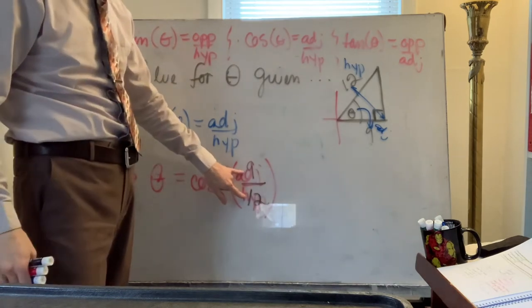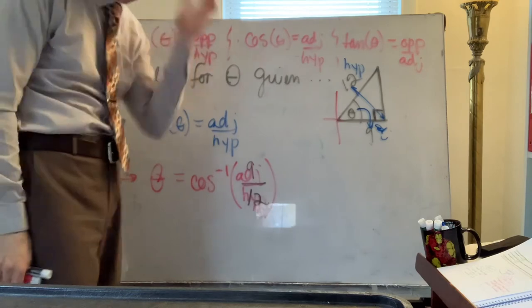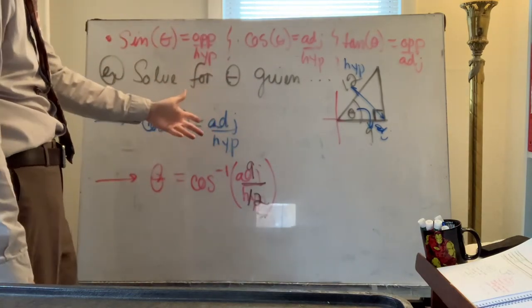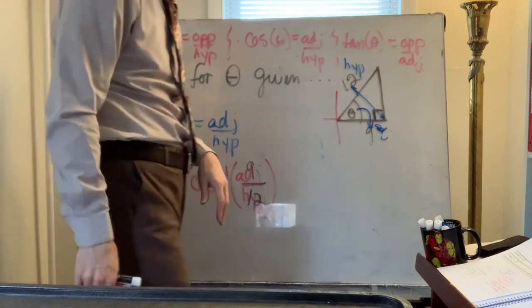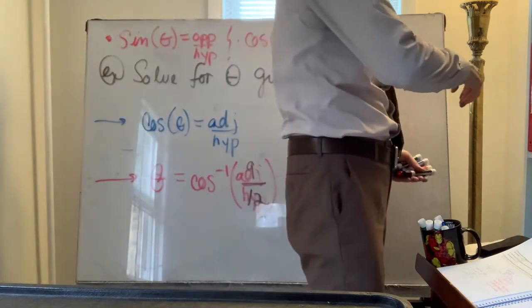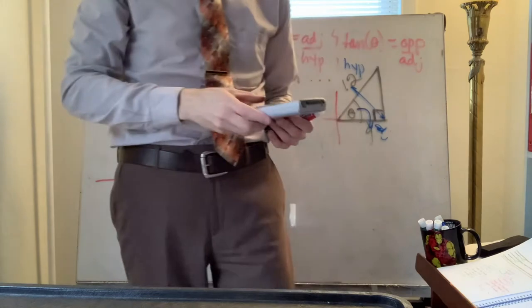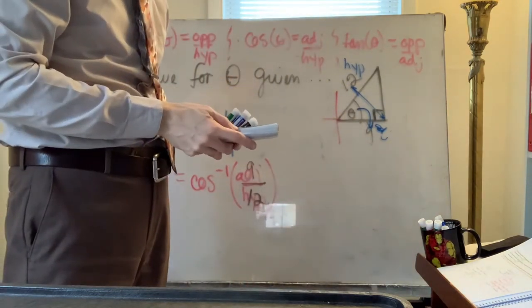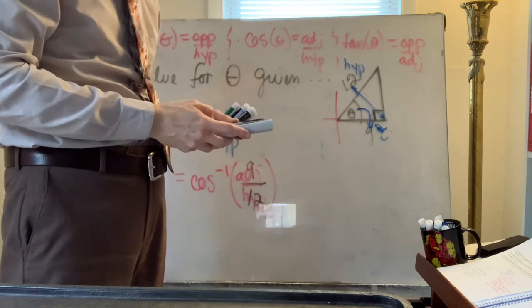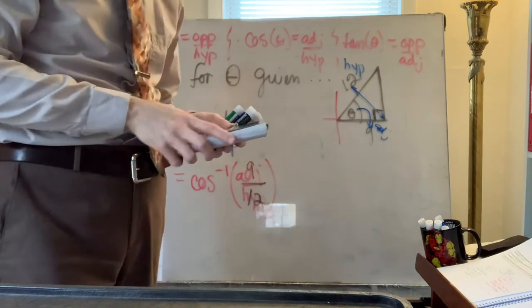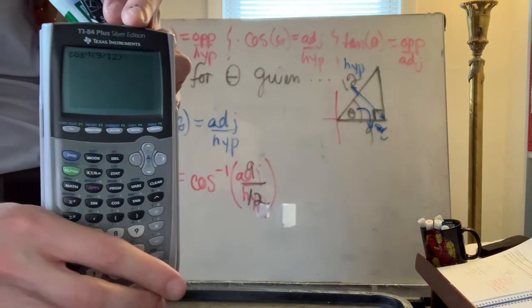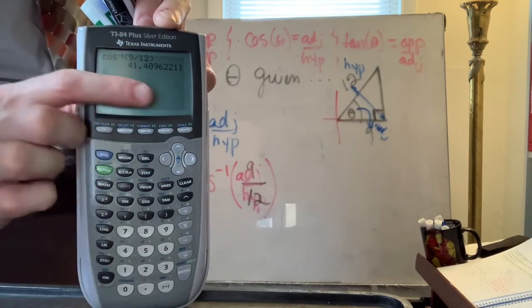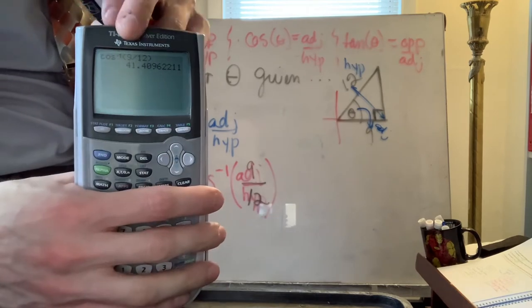These are not special right triangle proportions. Again, you don't see either a square root of 2 or a square root of 3 at all. So you're going to use your calculator in this case. You can have it in degree mode, or you can have it in radians. It shouldn't be a problem. But let's say that you did this: inverse cosine of 9 divided by 12. You may have to round, but here you get 41 and change. That's degrees.